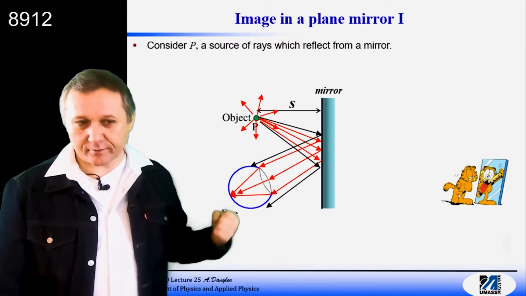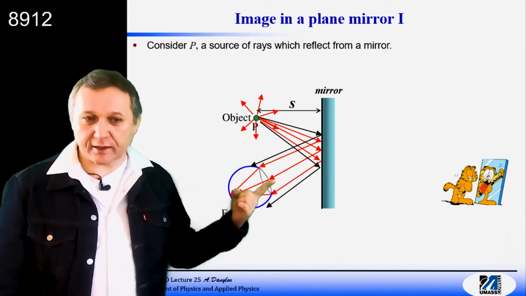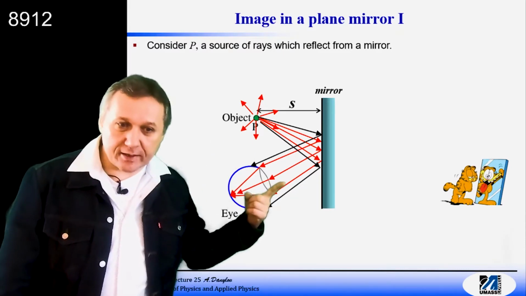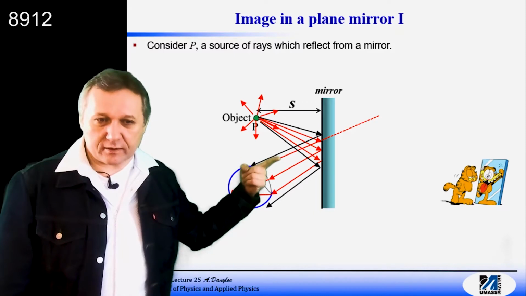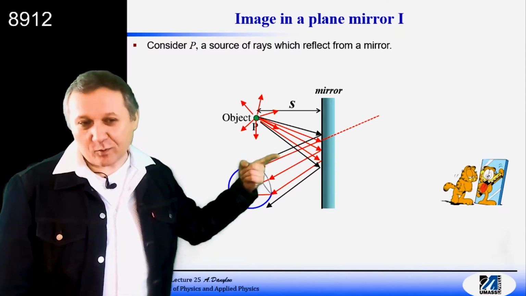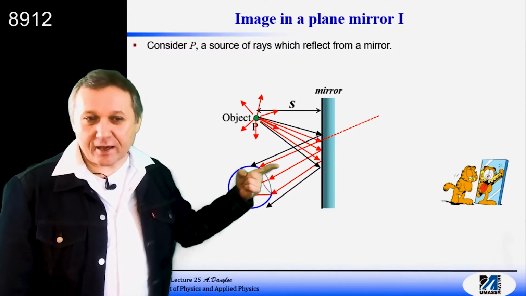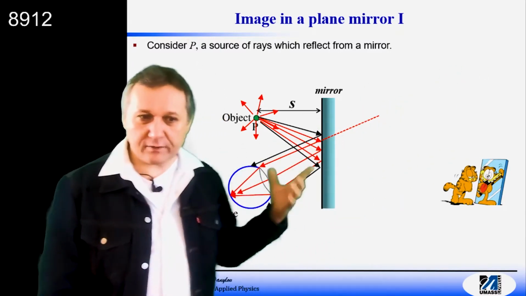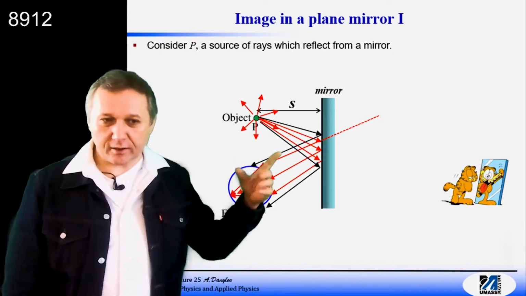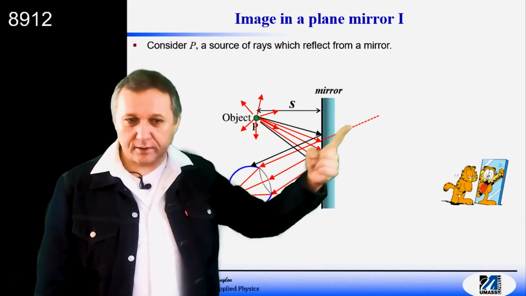Let's take the central ray. Actually, let's take this ray. For our brain, it looks like this ray came from a source which lies on this line. If you have just one ray, you cannot tell where the source is, but it is somewhere on this line.